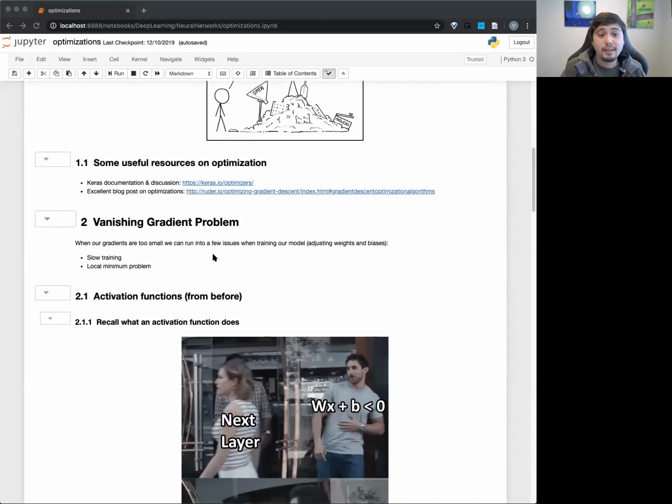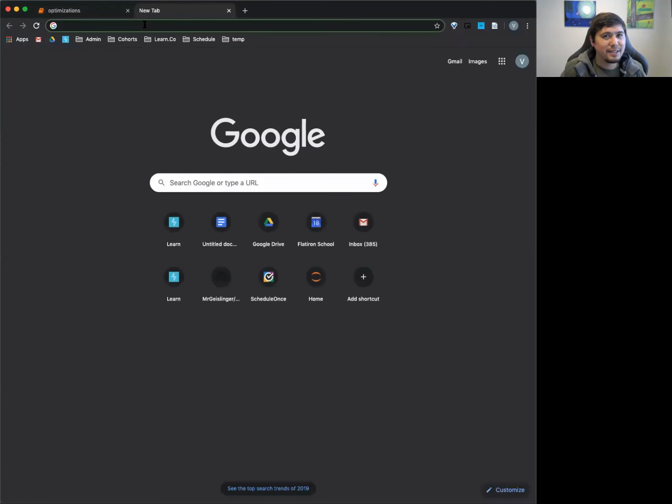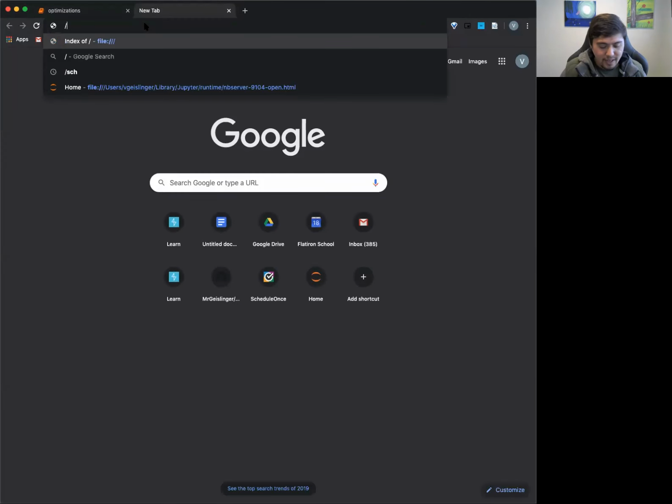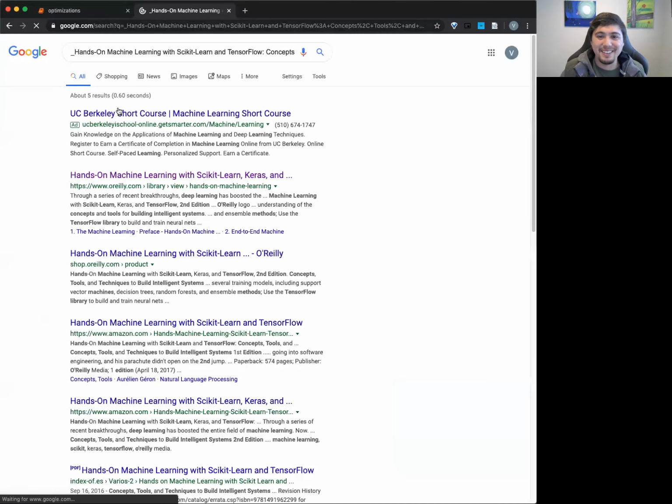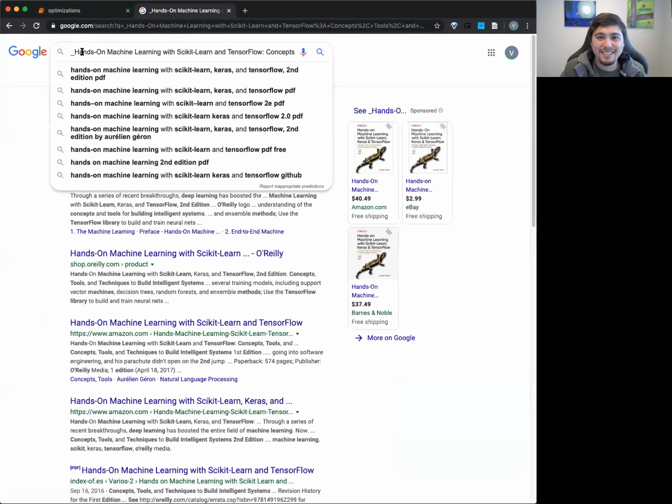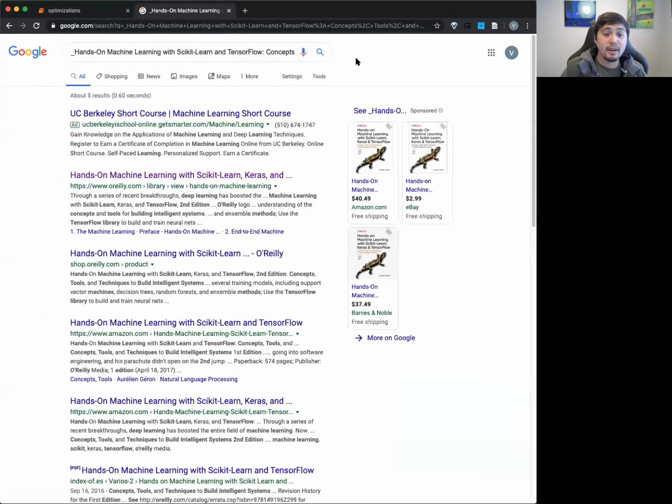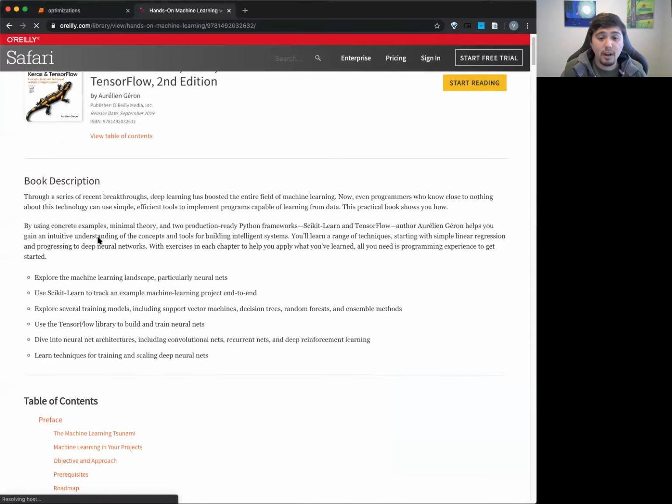I will also recommend, I've said this a few times now, Hands-On Machine Learning with Scikit-Learn and TensorFlow. I always forget, it's such a long title, I can never remember it. I have it right here, Hands-On Machine Learning with Scikit-Learn and TensorFlow, then a whole bunch of long stuff. So again, I'm going to recommend that. They have a great chapter on optimizations.